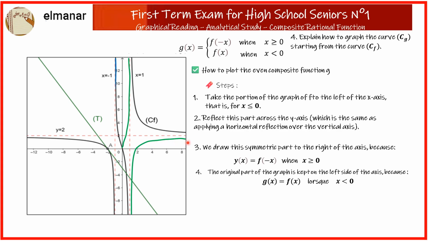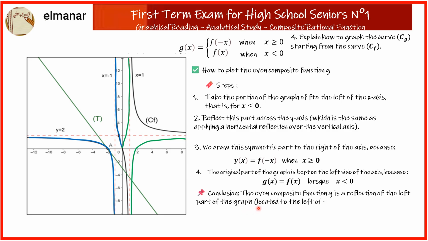Application in this case. Since g of x is based on f of x for values of x greater than or equal to 0, the right side of the curve of g is a mirror reflection of the left side of the curve of f. Graphical conclusion. The function g is even, constructed by combining the direct and mirrored values of the function f. It displays vertical symmetry. Its curve is drawn by keeping the left portion of f and reflecting it to the right.